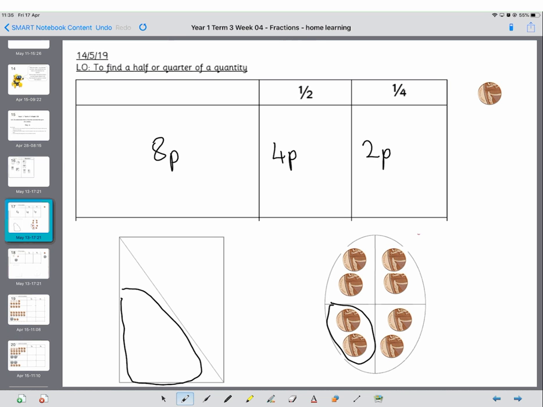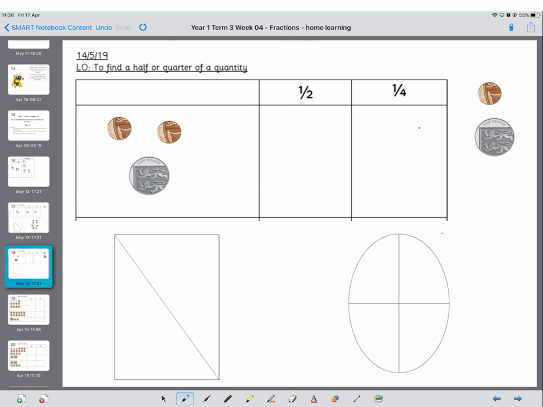Okay, that's the simpler ones. Now we're going to have a look at something a bit more challenging because there's an extra step here. Right, can we split 12p in half as it's represented by 10p and 2 ones? Is this right, Year 1?